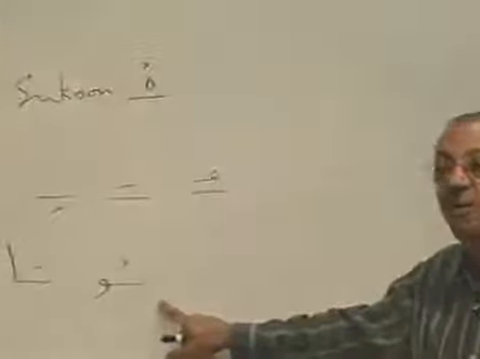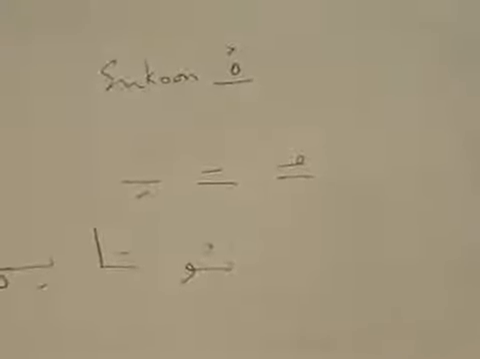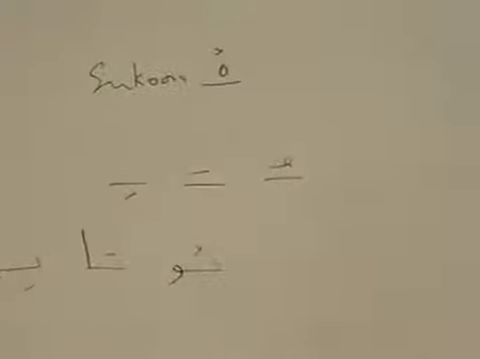Okay. Now, Sukoon is not a vowel sign. What is Sukoon then? Sukoon tells me that there is no vowel sign on the Arabic letter. Are you with me, brother? Okay. Where is the vowel sign here? On ba. What is on vav? It's a Sukoon. Why? There is no vowel sign. Okay.